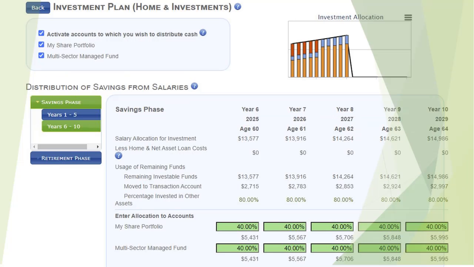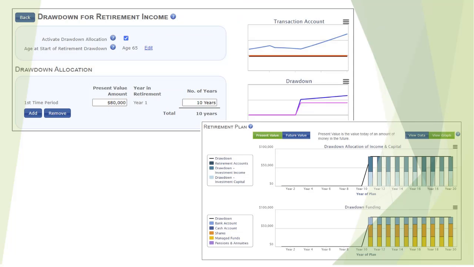In the investment plan, the allocation to the interest-only share loan for the first 5 years is allocated first. Note there is no provision to adjust the loan costs for any dividend income. In both 5-year periods, 40% of the investable funds are allocated to the share portfolio and the multi-sector managed fund. This allocation is paid directly to the nominated account. Any buying costs will be deducted. In the retirement income, $80,000 for 10 years has been nominated.